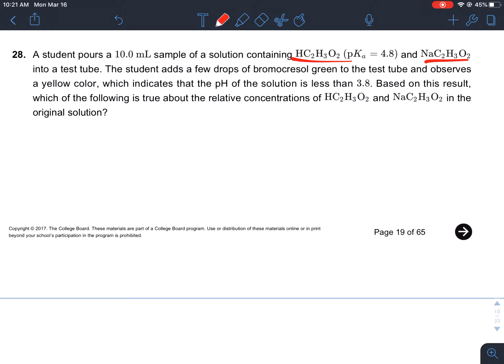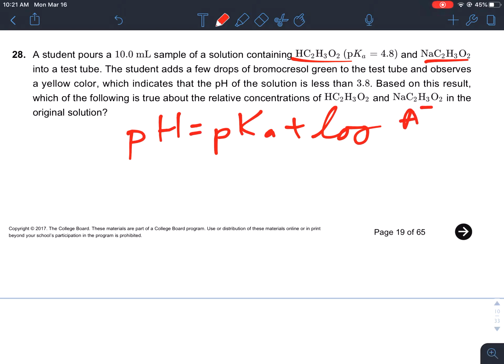The student adds a few drops of bromocresol green to the test tube and observes a yellow color, which indicates the pH of the solution is less than 3.8. Based on this result, which of the following is true about the relative concentration of those? Oh, this is great. This is a Henderson-Hasselbalch. You have pH is equal to pKa plus the log of A minus over HA.